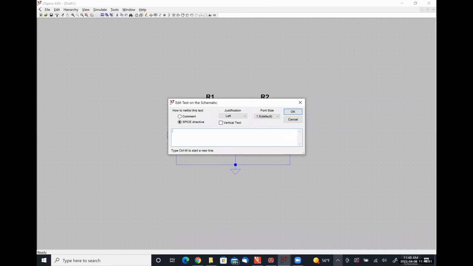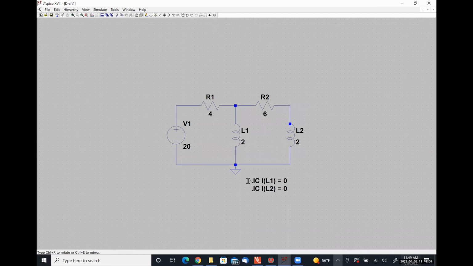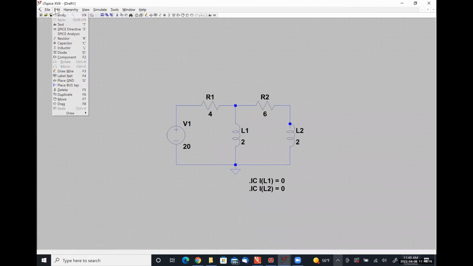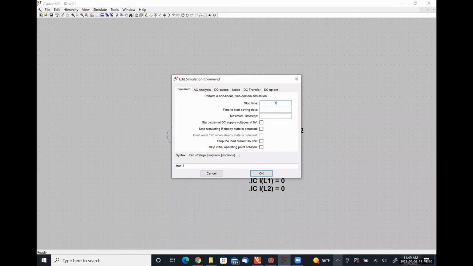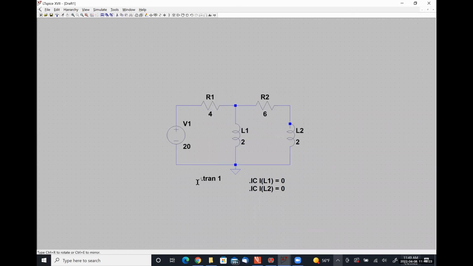.IC I of L1 was 0. .IC I of L2 was also 0. Let's start with 1 second and see what happens.